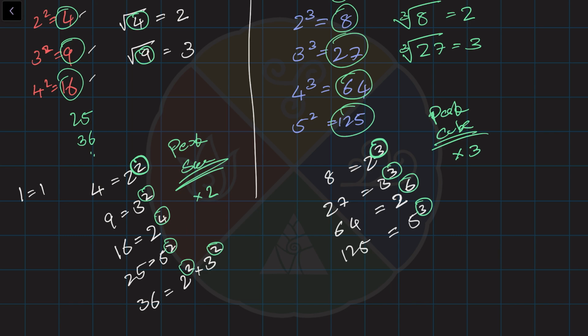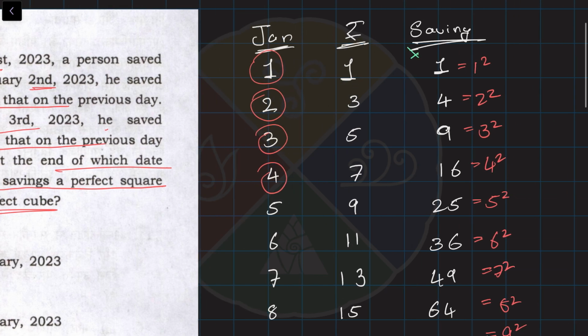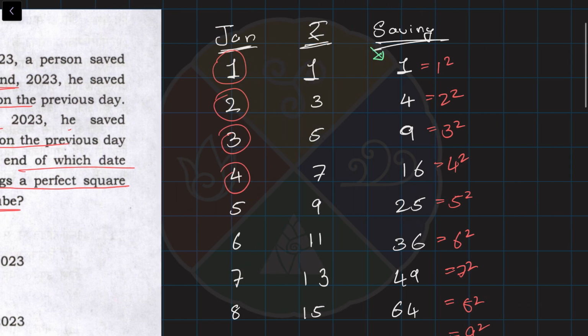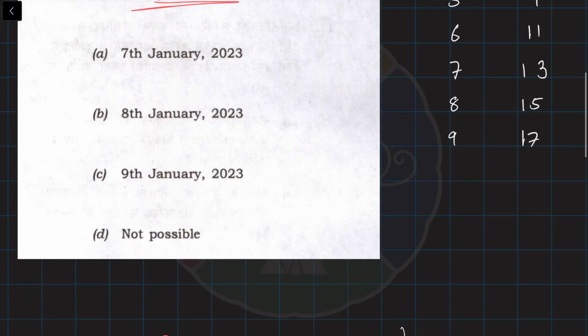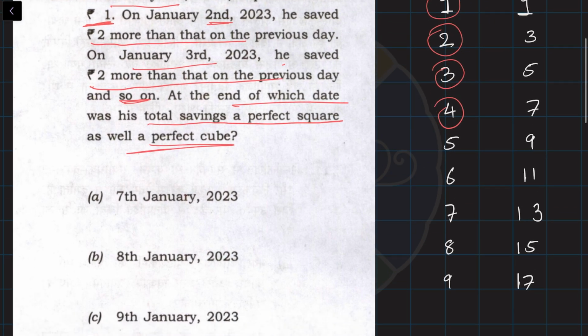Now the question is asking you to find such a number, where the total savings should be a perfect square and a perfect cube. And of course, the first number which is both a perfect square and a perfect cube is 1. So on January 1st itself, you are supposed to get savings which is a perfect square and a perfect cube. But that is not given in the options. It is given as not possible, but of course, this is not the case because it is actually possible. So this is not the answer. And for some reason, January 1st is not given in the options.